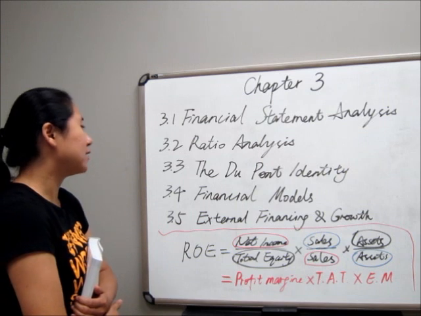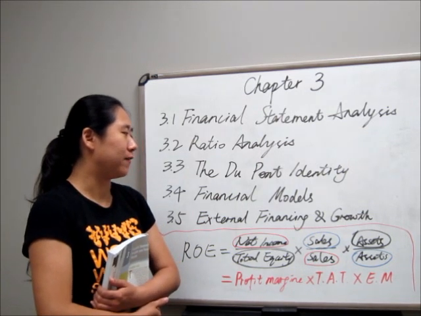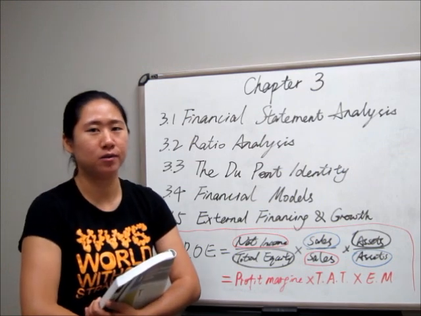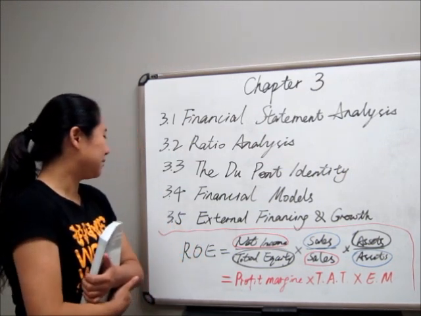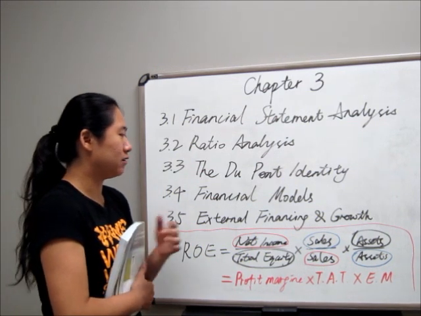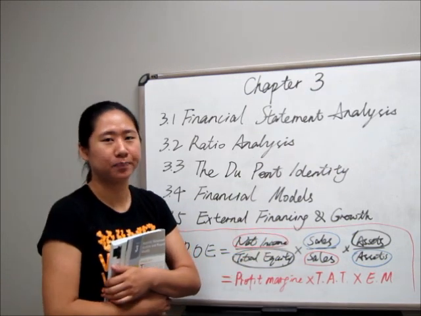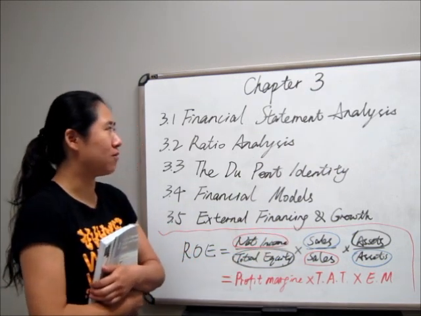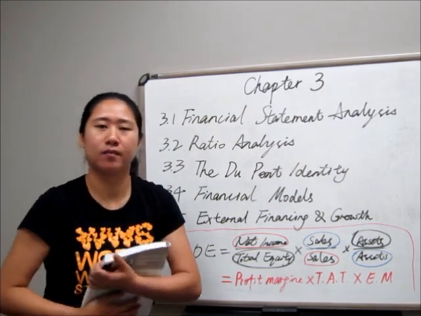And the fourth part is financial models. In this part, we will look at the financial models in our textbook and we'll examine the models together. The last part is external financing and growth. We'll examine the relationship between external financing and the growth of the company. Okay, let's start from the first part, financial statement analysis.